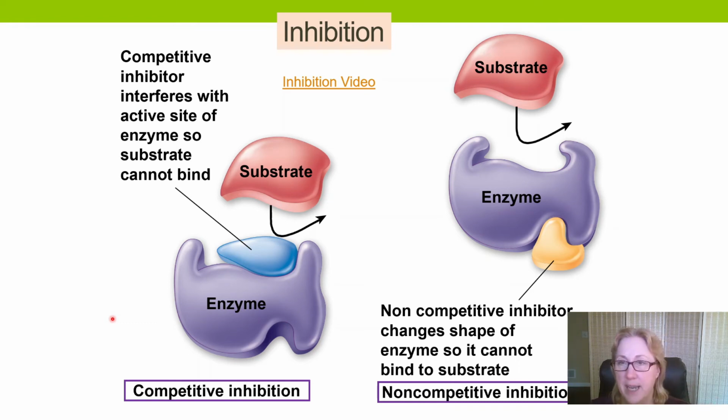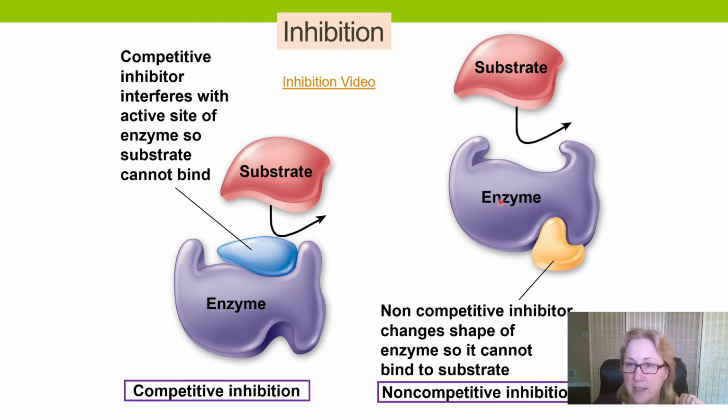Now, enzymes have to be controlled. We can't have all the enzymes in our cell working all the time. Instead, cells need a way to turn them off and turn them back on. And that's really what inhibition means. So here's another fancy word for a simple concept. Inhibit just means stop. So if an enzyme is being inhibited, it means it's not working right now. It's temporarily being stopped from working.